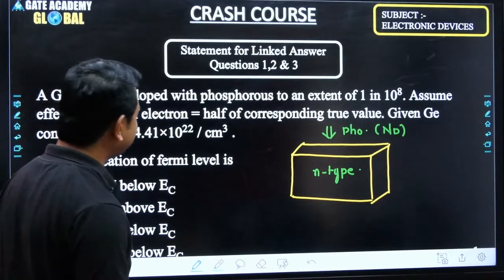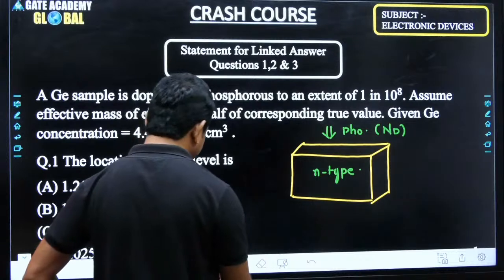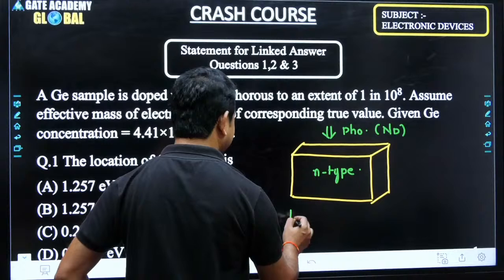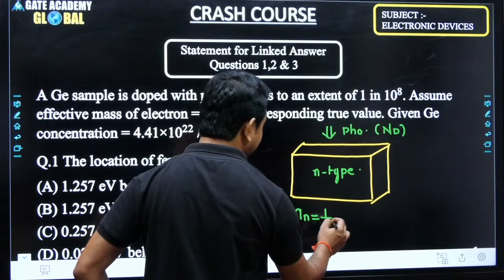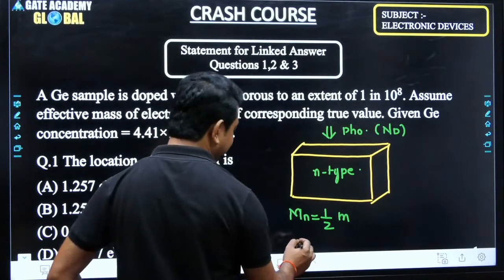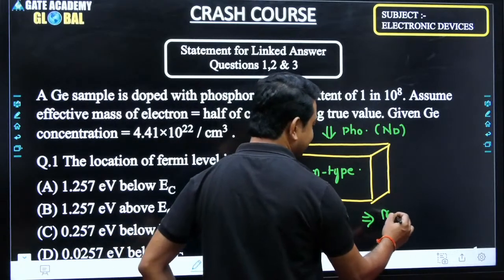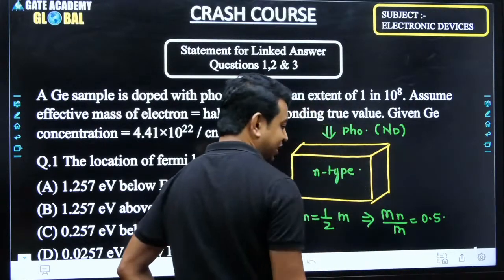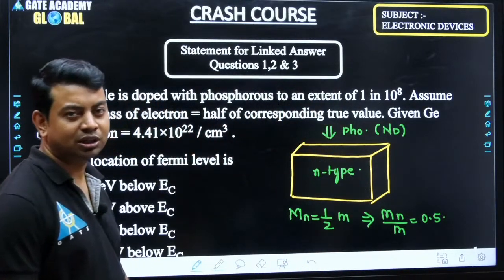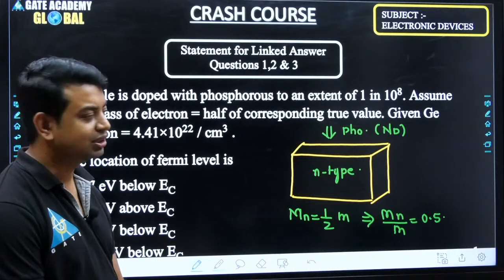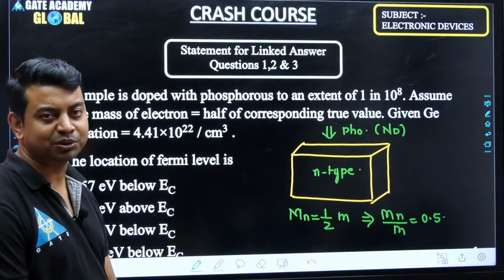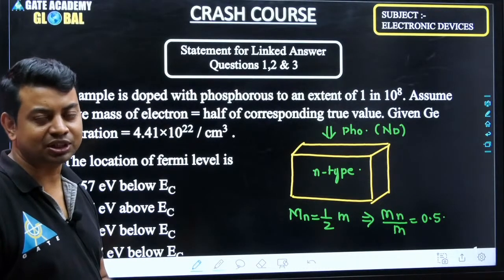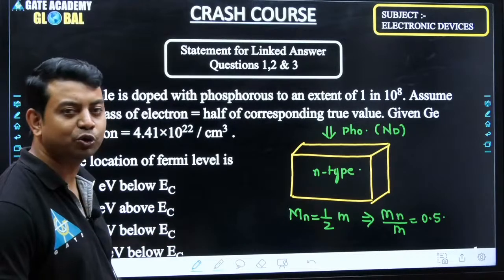Assuming effective mass of electron is equal to half of its corresponding true value, that means again one given data is present here, that is the effective mass of electron is equal to half of its corresponding true value, or we can write it this way: effective mass of electron divided by m is equal to 0.5. Nobody is going to give you the factor for how to find this effective mass; they always provide you the effective mass, because it is measured in different conditions where the electron is present inside a solid. This is the practically found value.